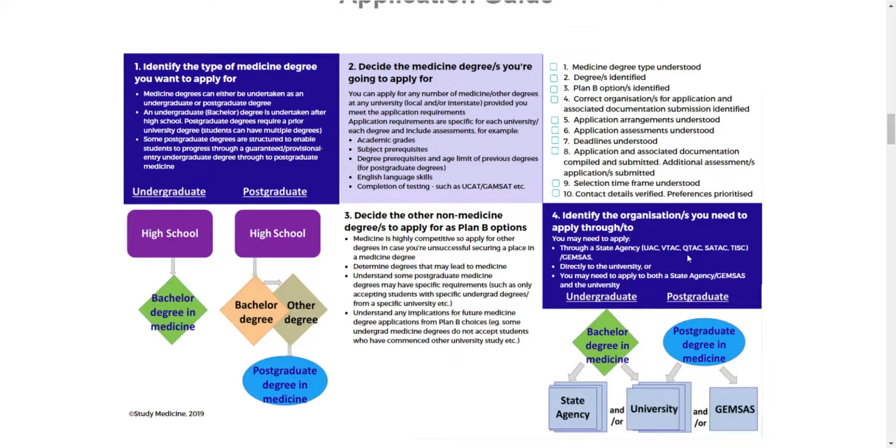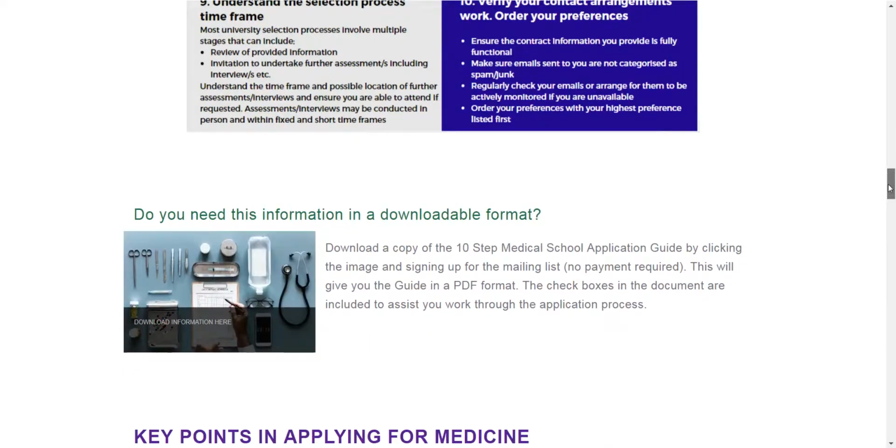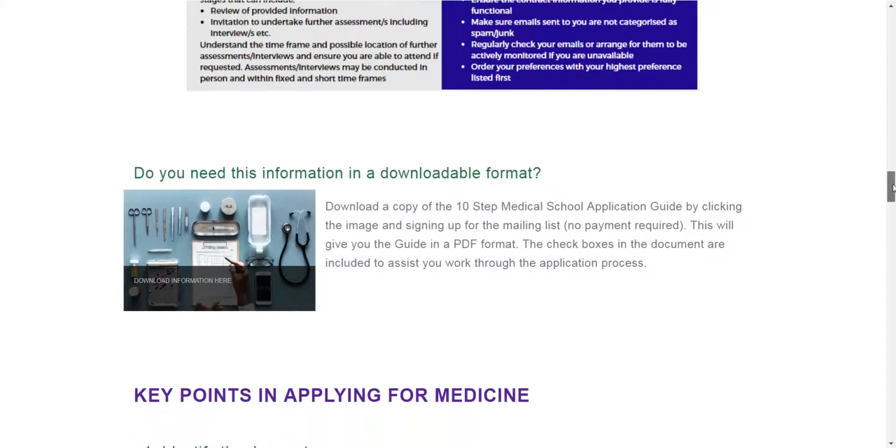There's also some handy checkboxes. This information can be downloaded, so if you go to this section and download the information, you can then use the handy checkboxes to make sure that you've gone through all of those key requirements.